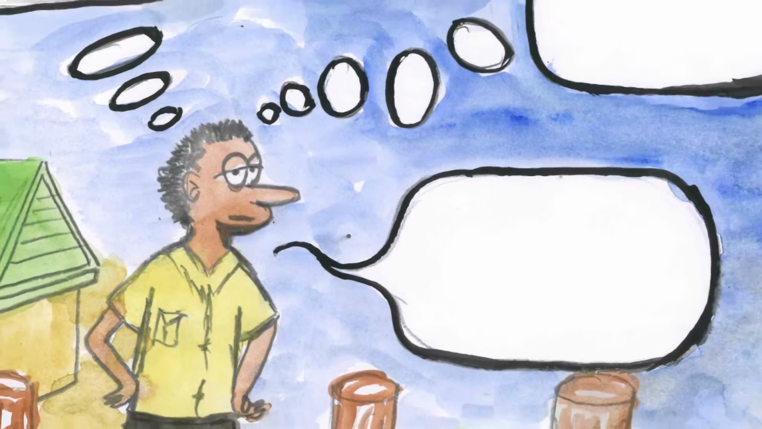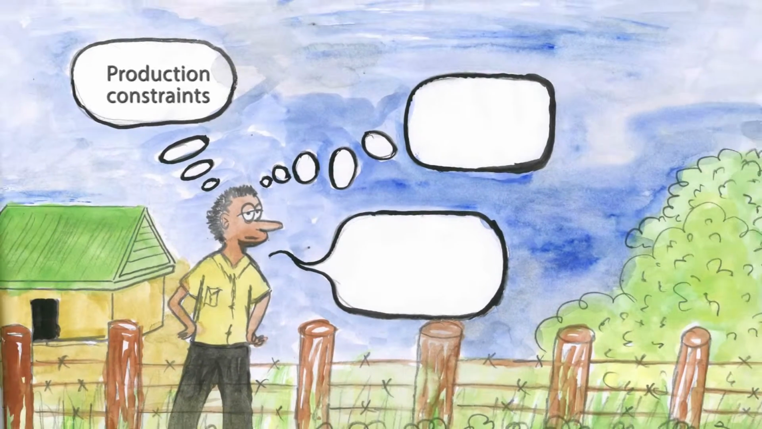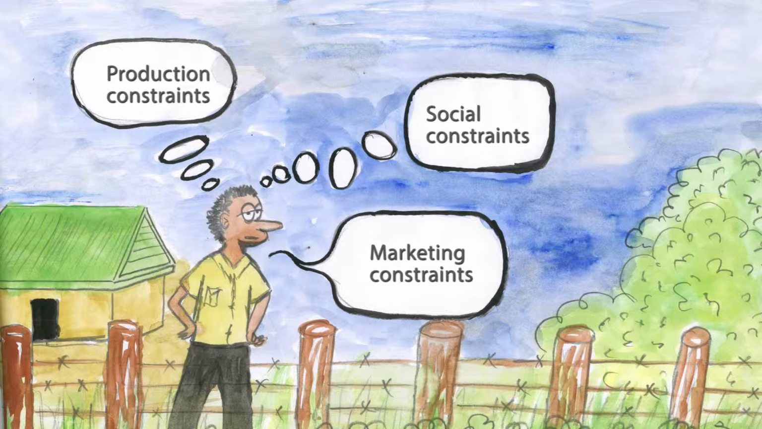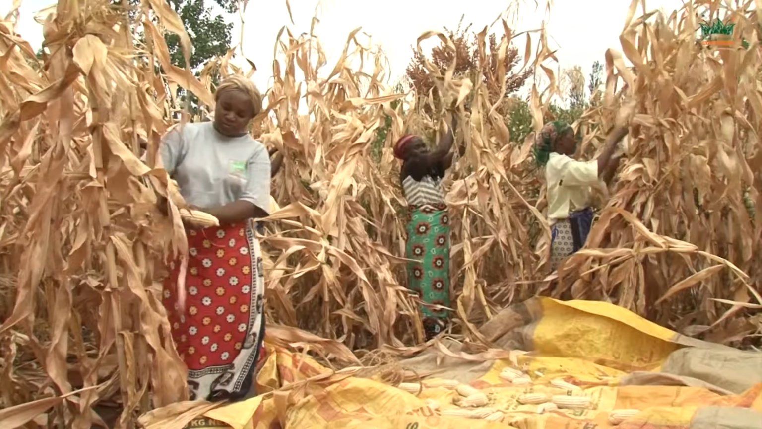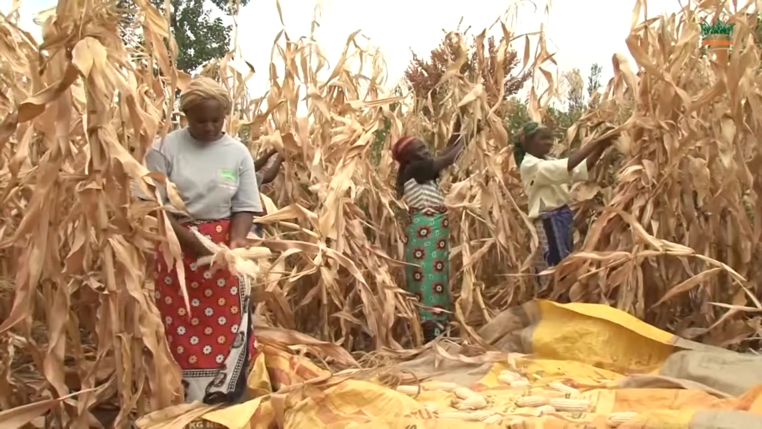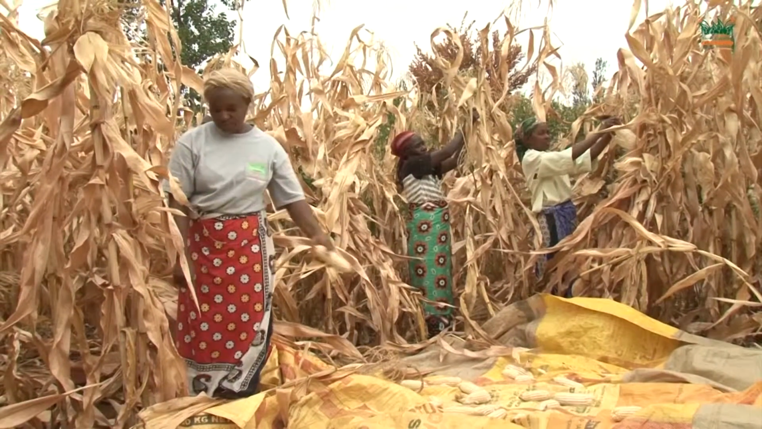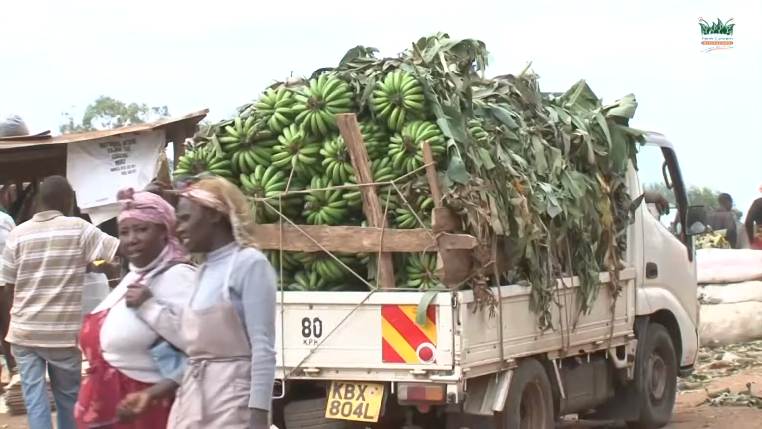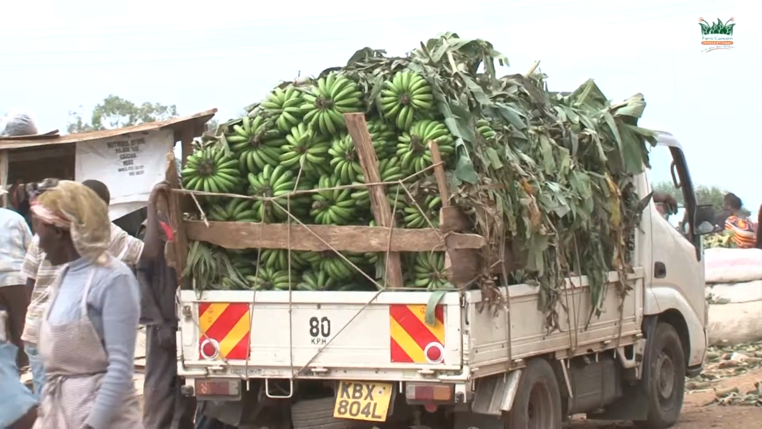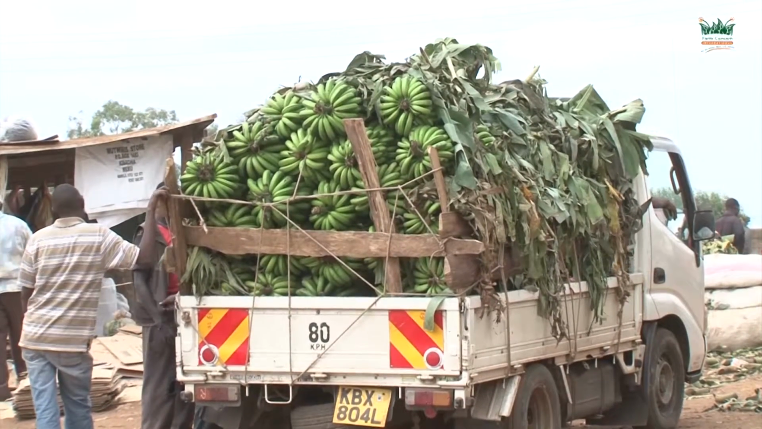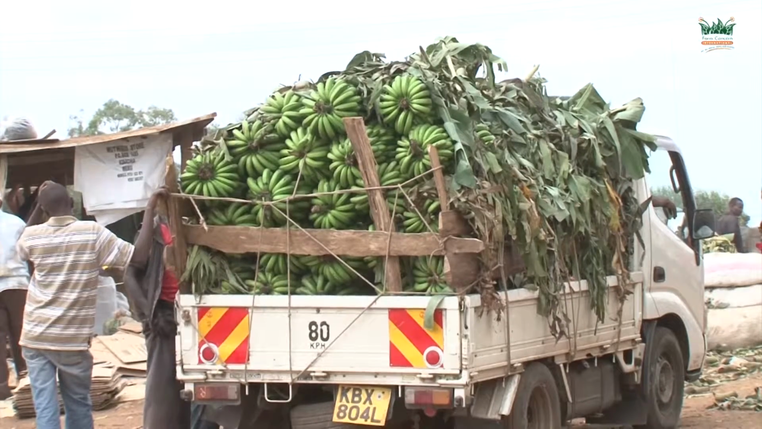Barriers to commercialization. Common barriers to commercialization include production constraints, social constraints, and marketing constraints. Smallholder commercialization process. Smallholder commercialization refers to an agricultural transformation process where the individual farms shift from highly subsistence-oriented production towards market-led production targeting both their input procurement and output supply.